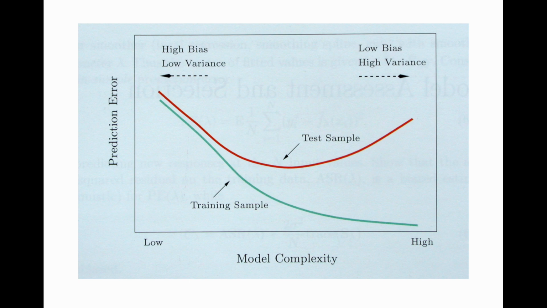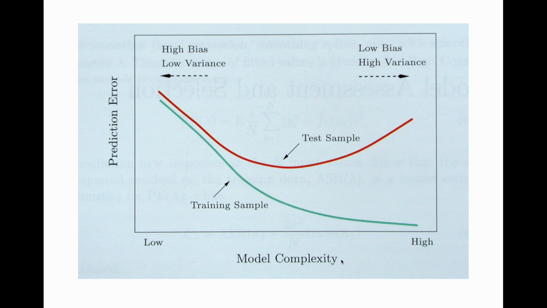Let's try to again further solidify our understanding of bias and variance. So let's see what is on the y-axis. On the y-axis we have the prediction error. What is prediction error? In the case of, let's say, our linear regression, this will be mean square error, or RMS, residual mean square error, right? Or mean square error. What is on the x-axis?